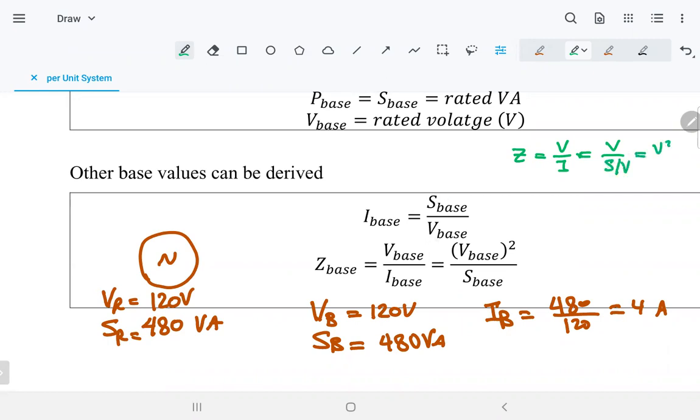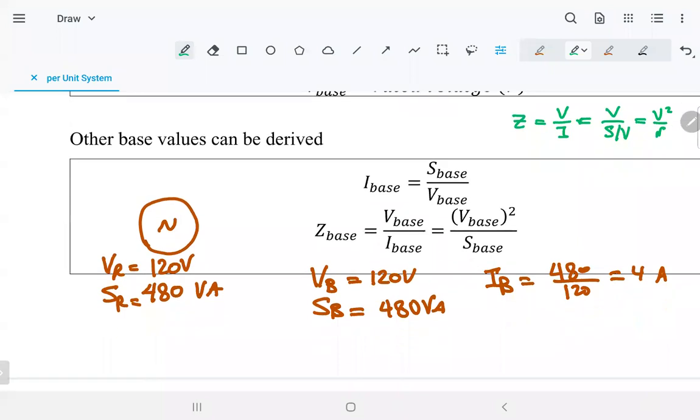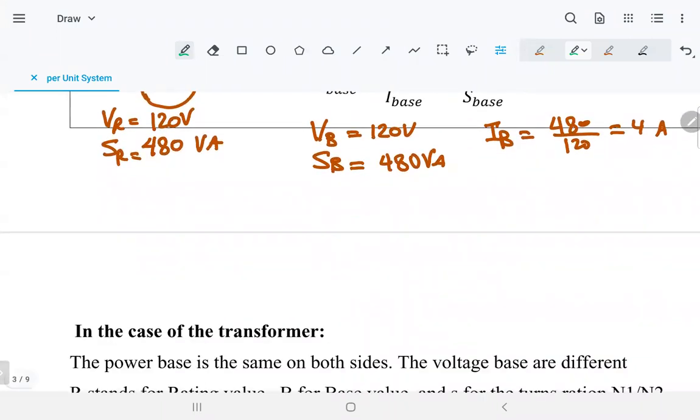So it will be V squared over S. That's how we got it. So the base of the impedance is equal to the voltage base squared divided by the power base. So that's the quantity that you need: voltage and power. Somebody might ask, how do we find the base for active power and reactive power? No, we don't, because they all belong to the power category.